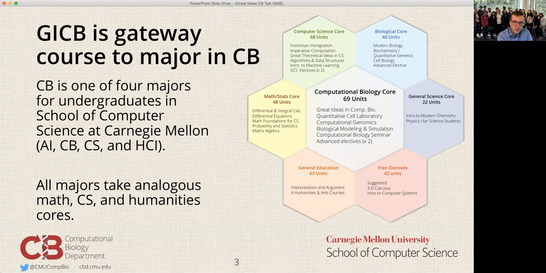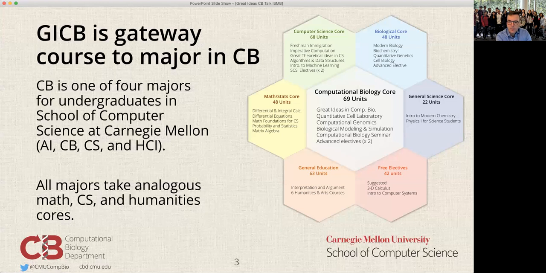I say computer science students, but what I mean is that these students come from one of now 4 majors. So over the last few years, we have broadened our major pool in the School of Computer Science beyond computer science to have artificial intelligence, human-computer interaction, as well as computational biology as standalone majors.